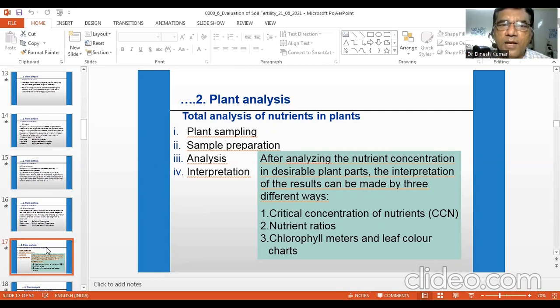So in this case, there are 4 important steps you can remember. Number 1 is plant sampling. Certain guidelines are there, and then sample preparation, or it is known as processing of the sample.